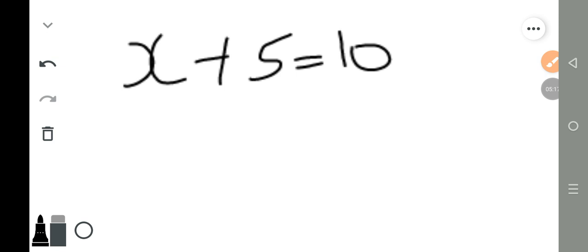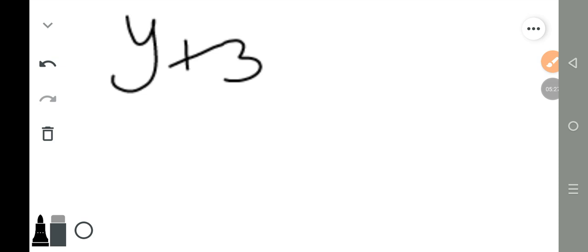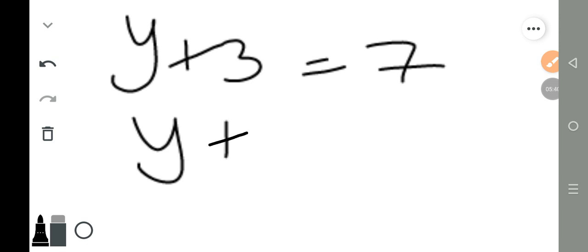Alright, so let's try another equation. For this one, we have y plus 3 equals 7. So what do we do from here? We want to isolate y. So we subtract 3 from both sides of the equation.